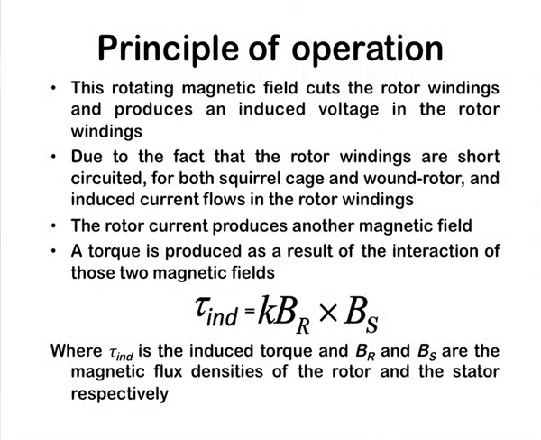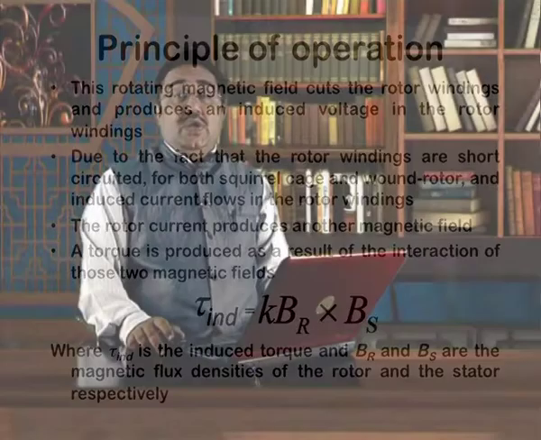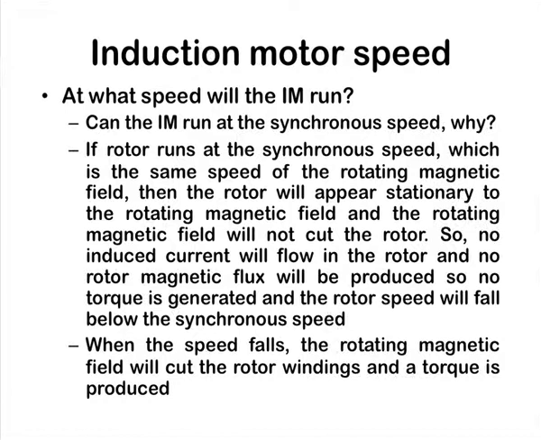This torque so produced is a result of the interaction of these two magnetic fields, and therefore it is given mathematically by a constant k times the cross product of the magnetic flux density of the rotor and the magnetic flux density of the stator. So, now the rotor has started rotating. Now, the question arises: at what speed will it rotate? Can the induction motor run at synchronous speed, at which the magnetic field is rotating? Okay, so see what happens.